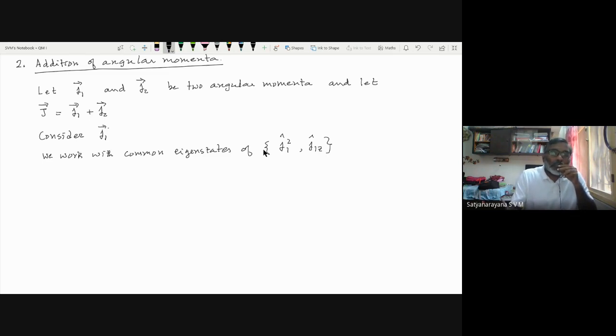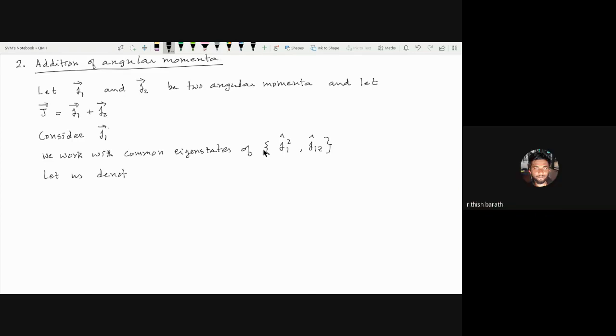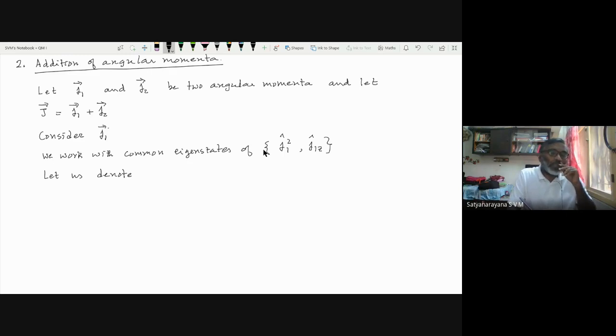Okay, so let us denote. Here J1 and J2 represent angular momentum of two different particles, right? That's what I said. There can be two different particles, or there can be two different angular momenta of the same particle, like one can be orbital angular momentum, other can be spin. So I am trying to be very general. That's why I called it J1 and J2. So let us denote those states to be J1 comma M1. J1 and M1 are quantum numbers associated with them.